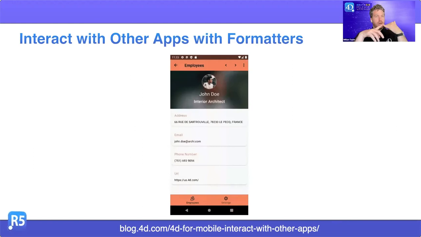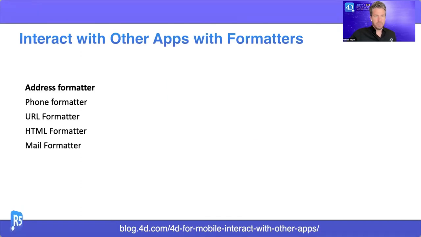Here you have an employee, John Doe, interior architect. John has an address, an email, a phone number, and a URL. And now with the formatters, you can click on any one of those and open the appropriate application in the Android environment. You can also do this in the iOS environment as well. So let's have a look at how that works.